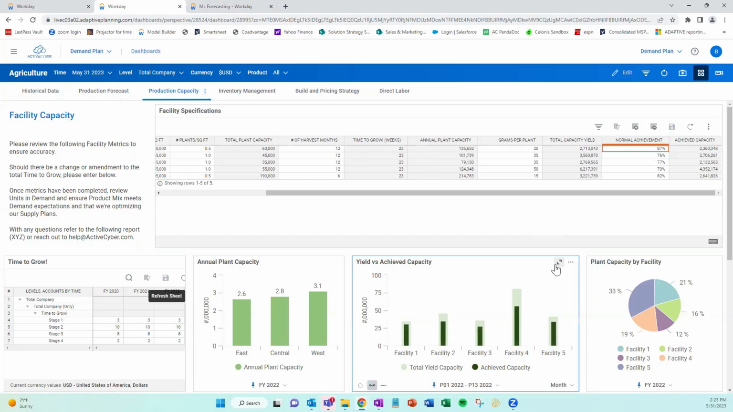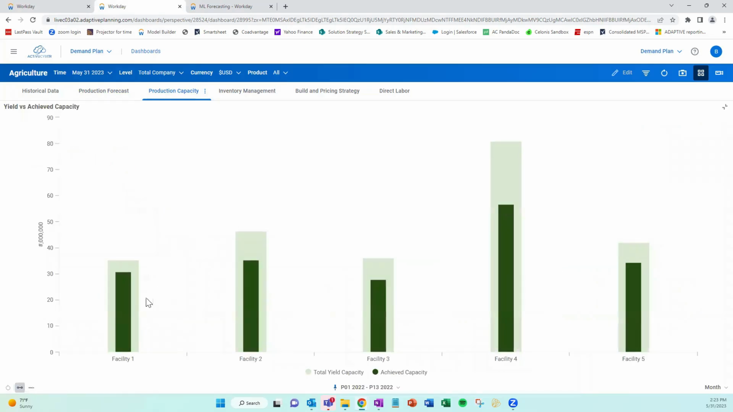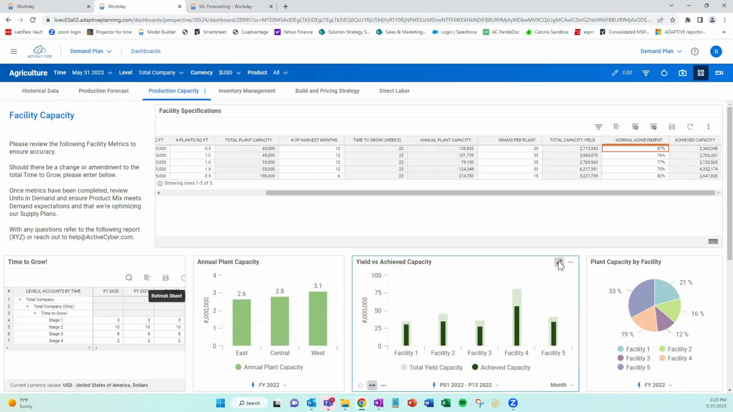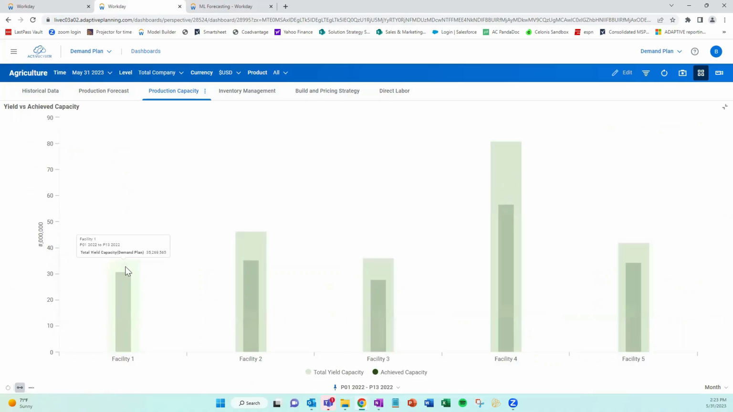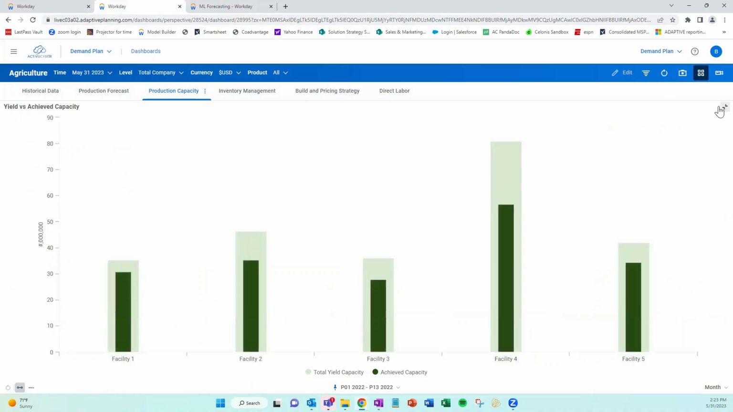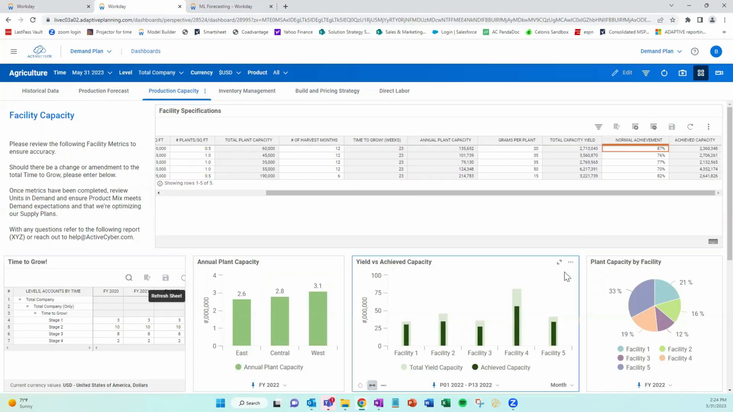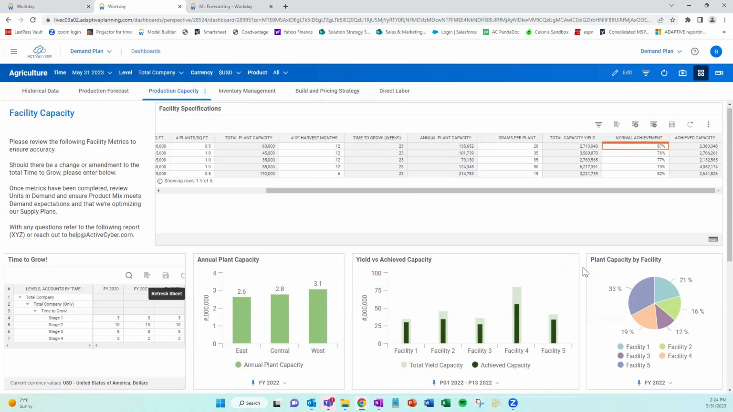We're able to see that as well with our yield versus achieved capacity analytics down below, utilizing our month-by-month projections here and then annualizing them to see that we achieved 30.6 million grams with our overall 35 million gram capacity. We're able to quickly pivot and adjust our achievement percentages to see the impacts on our KPIs, charts, and analytics down below. We see here facility 4 has a 70% achievement, so we have the largest gap between our total capacity and achieved capacity.